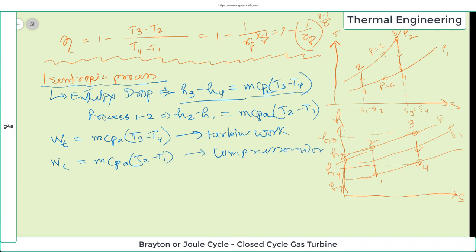W net is equal to net work done, equal to QS minus QR. And another way we can find out W net, net work output: turbine work, whatever the work is done by the turbine, minus compressor work, whatever work is consumed by the compressor.